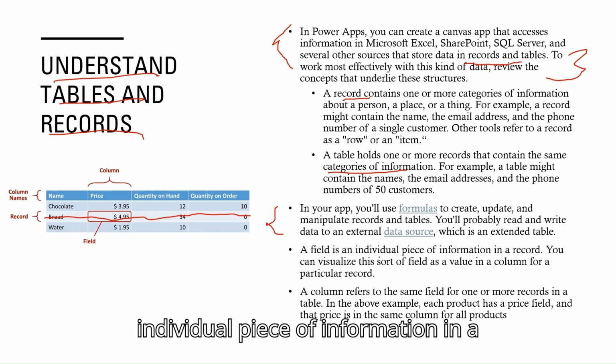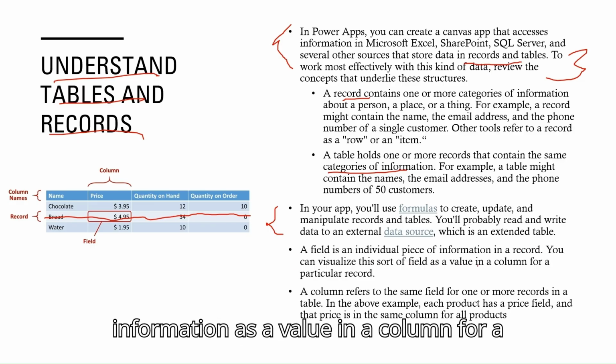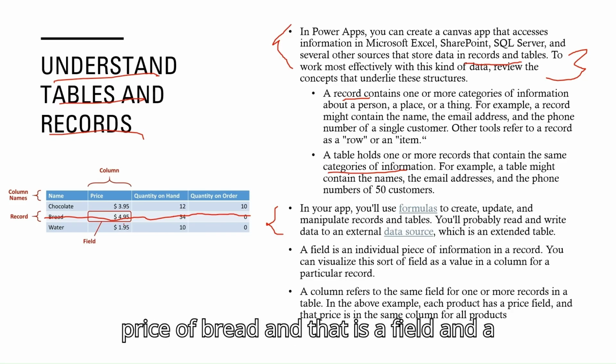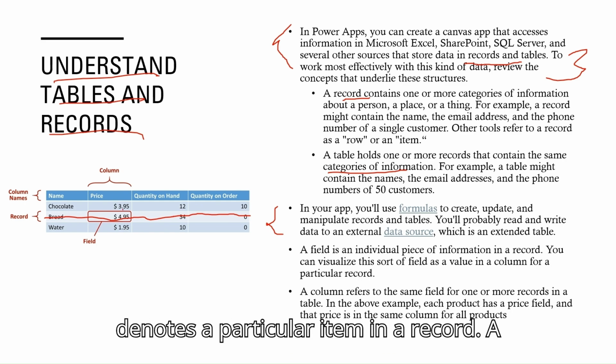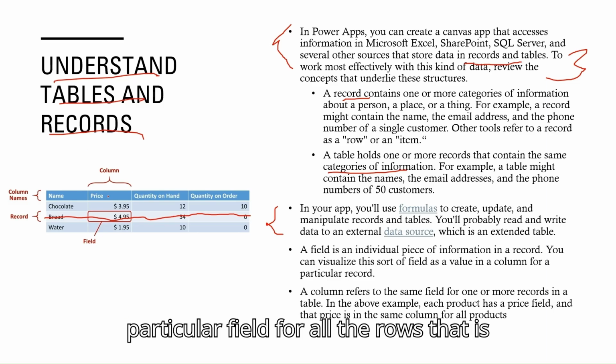A field is an individual piece of information in a record. You can visualize this sort of information as a value in a column for a particular record. In this table, a field is this particular price of this particular row. So 4.95 is the price of bread, and that is a field. And a column is the entire column for price. You have to distinguish this, right? A field denotes a particular item in a record. A column is that particular field for all the rows. That is a column.